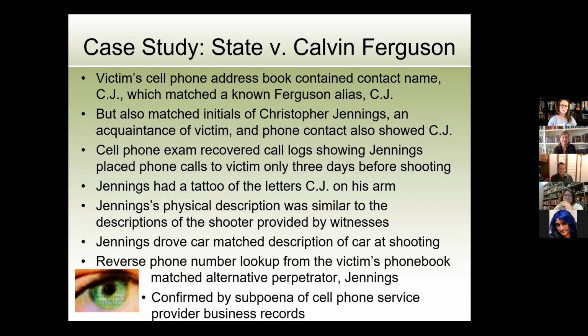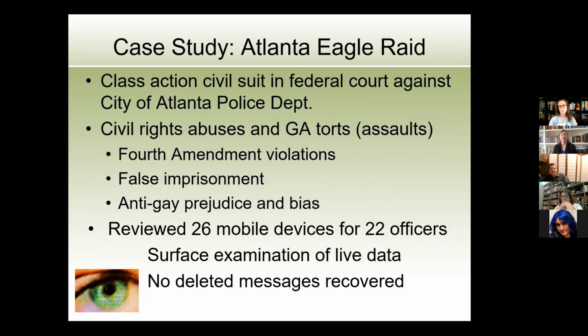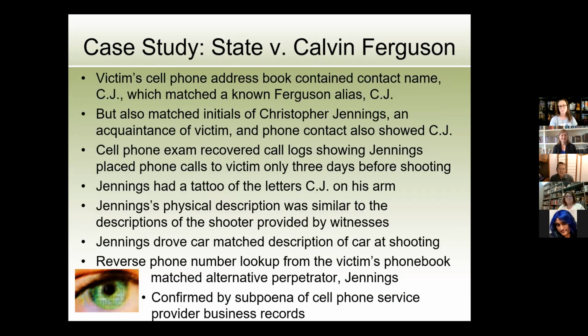But what I did do is I did a reverse phone number lookup in the victim's phone book for Jennings. And then we did a subpoena against that to authenticate it. And we actually showed that CJ, Christopher Jennings, was the perpetrator of this crime and not Ferguson. That one was really interesting. One of my first cases.